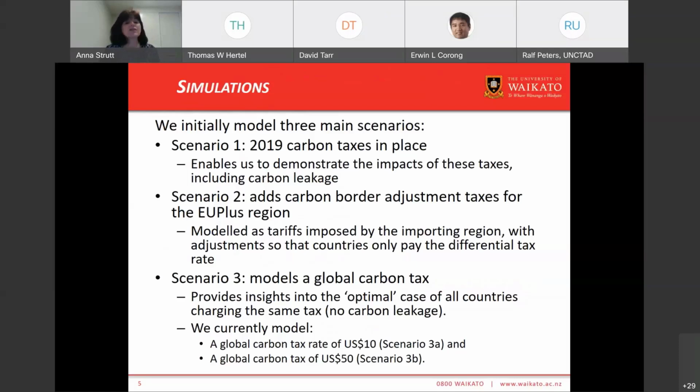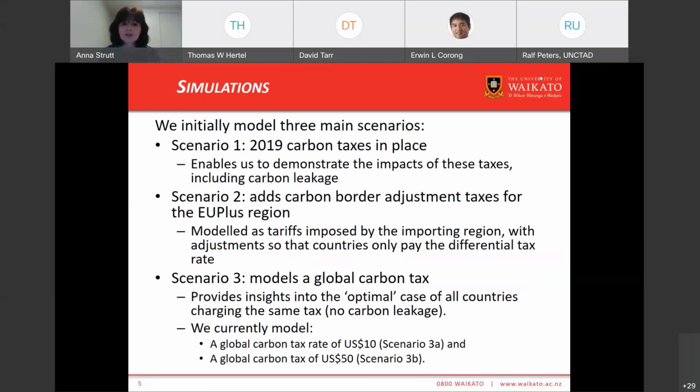The simulations that we model in this study, the first simulation that we run is to put in place 2019 carbon taxes. So these are generally sourced from the World Bank's database, and we went with 2019 to try to avoid COVID impacts that have sent some fluctuations in some carbon taxes, I understand. Also we had relatively good data for those 2019 ones that we could use. So that's the first simulation, is to put in place 2019 carbon taxes for a range of countries.